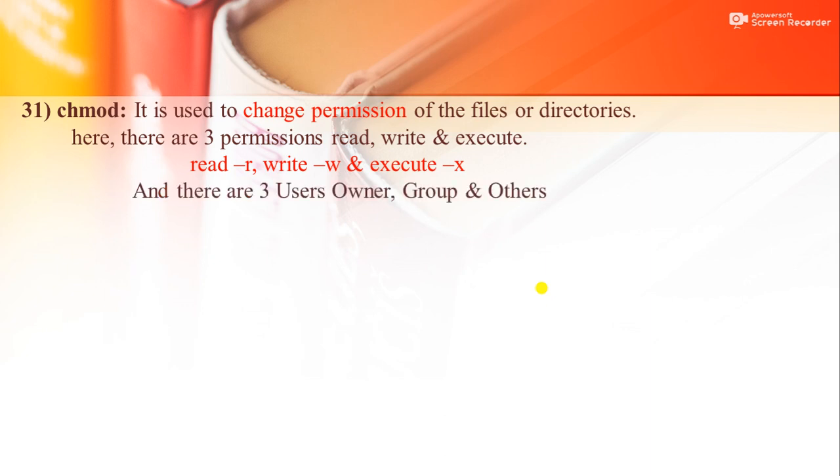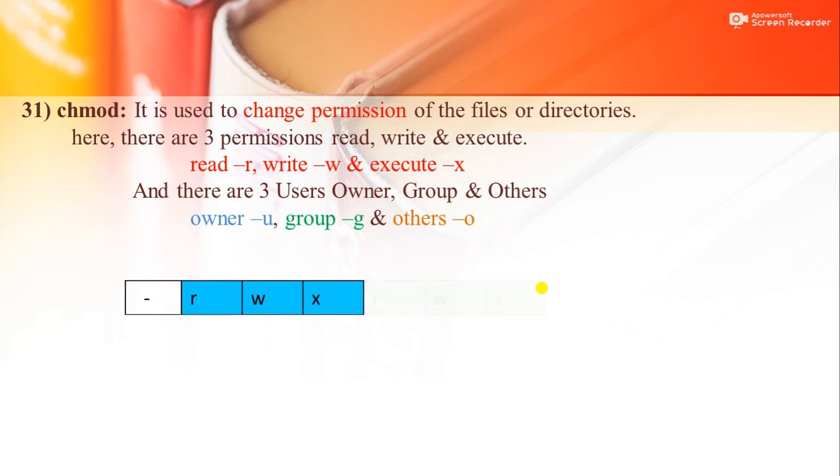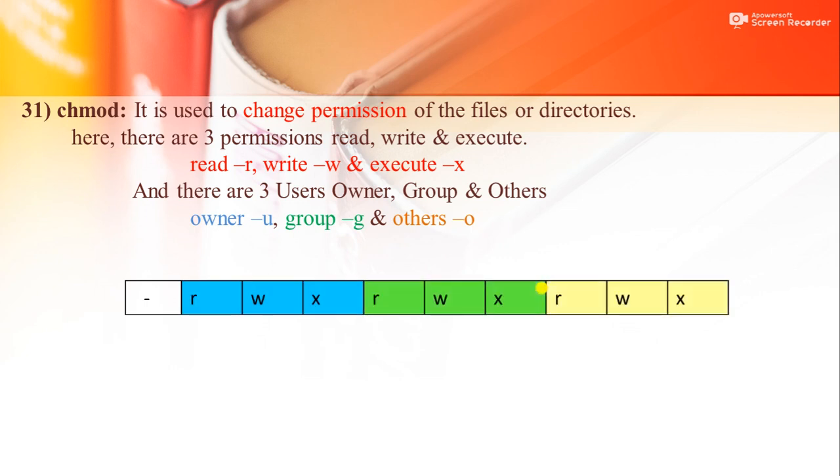Next, here there are three users: owner, group and others. For the owner, -u will be indicated, for the group users, -g will be indicated, and for the other users, -o will be indicated. So here, the first is a minus sign, then the permissions, and which users will get the permission. So first minus, then the first block is for owner, second for group, third for others.